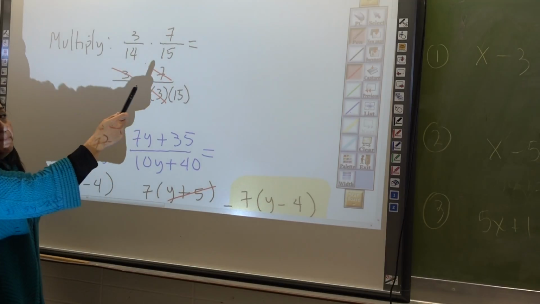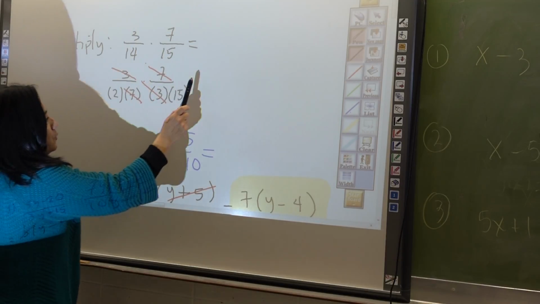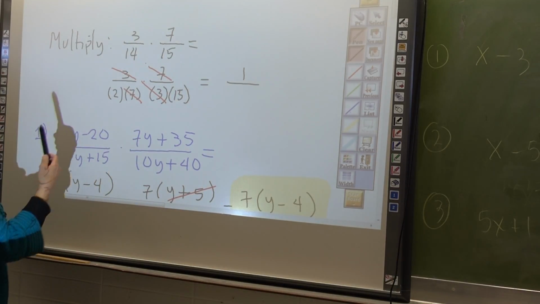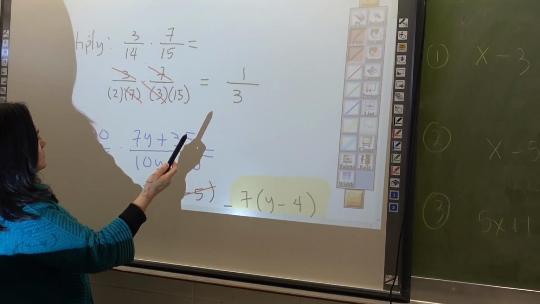Remember, when everything disappears in the numerator or denominator of the fraction, you still have 1. So put 1 on top over 2 times 5.